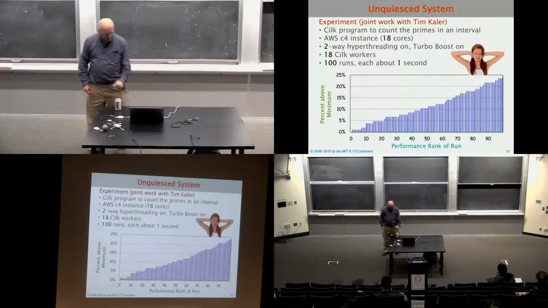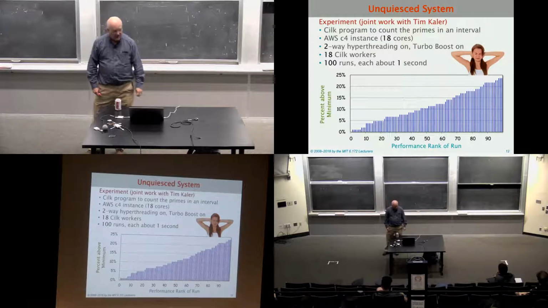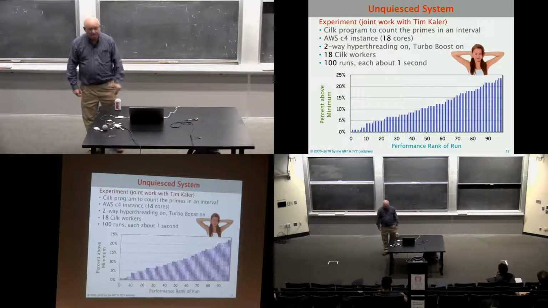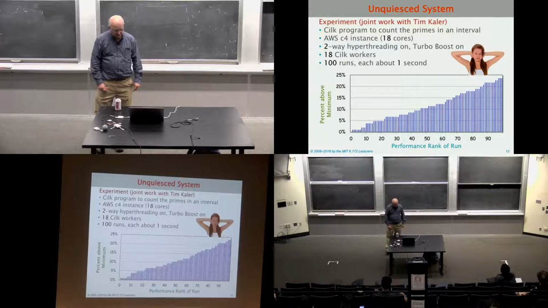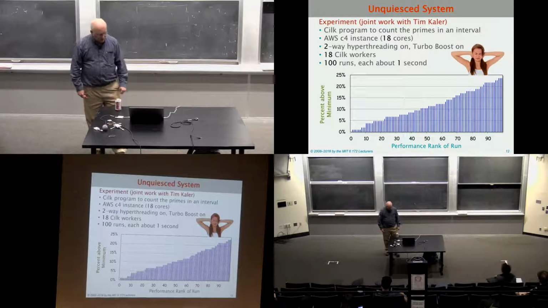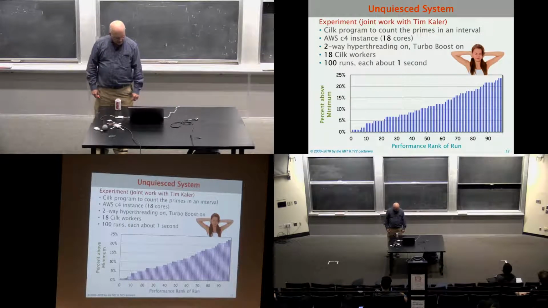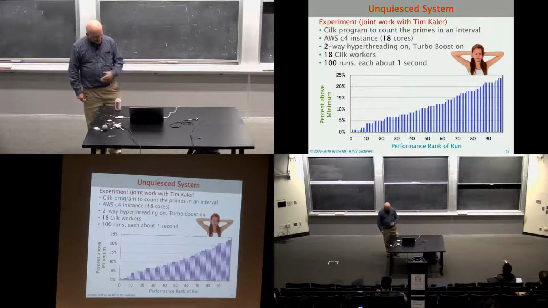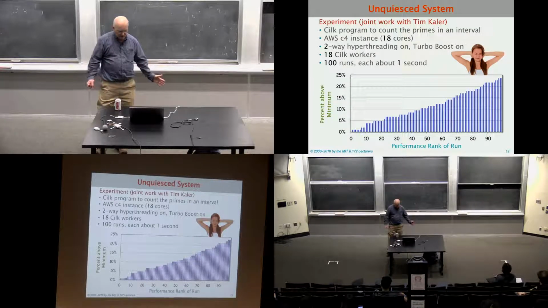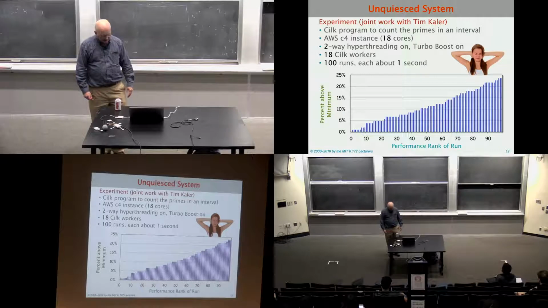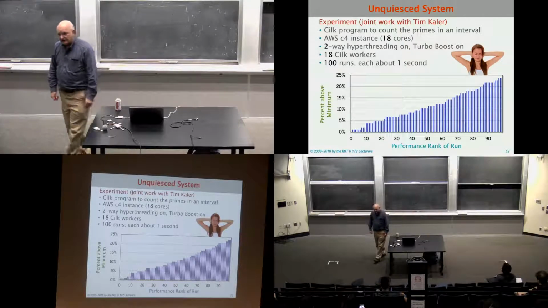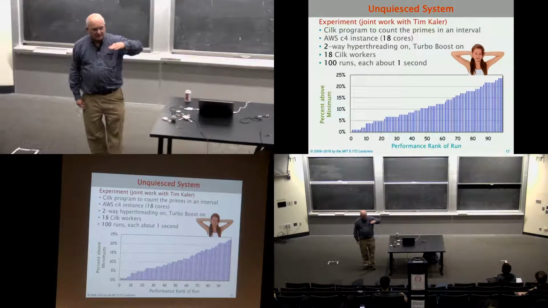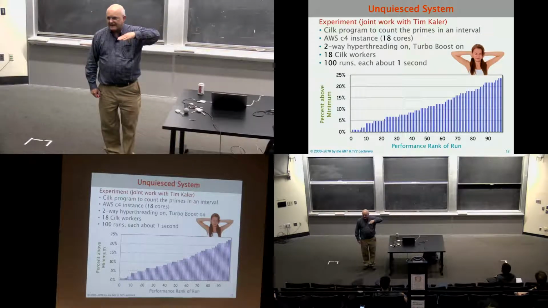So we wrote a Cilk program to count the primes in an interval. And we ran on a C4 instance, 18 cores, similar to what you're running with. We had 2-way hyperthreading on. Turbo Boost was on. We had 18 Cilk workers. We had 100 runs, each about 1 second. Okay? And what I've plotted here is how much is the percent that each run was.